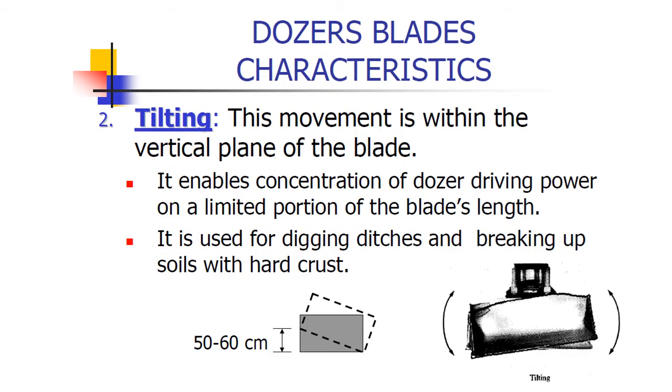As opposed to that is tilting. Tilting is the rotation about the axis of the dozer itself. If you imagine this is the axis of the dozer itself, this is tilting. It's mainly used when you want to concentrate the force at one point, in order to maybe break some hard soil or hard crust.